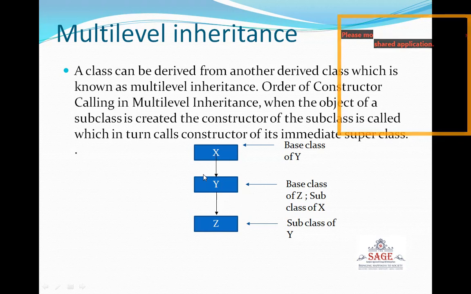Order of constructor calling in multi-level inheritance. When the object of a subclass is created, the constructor of the subclass is called, which in turn calls the constructor of its immediate superclass. So the base class is Y, है ना? This is the X property transferred to the Y class, and Y's property transferred to the Z class.